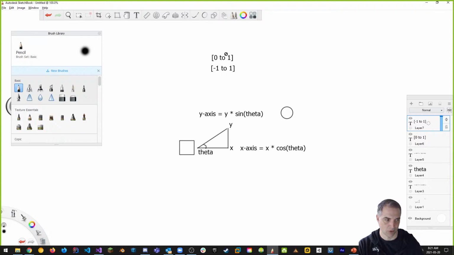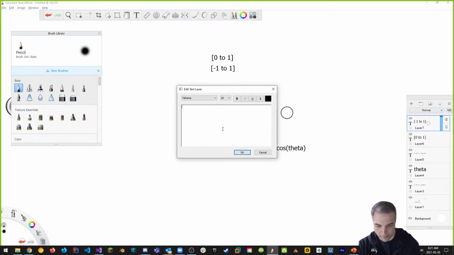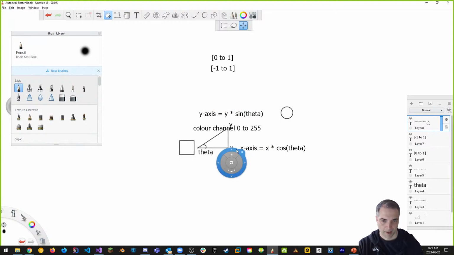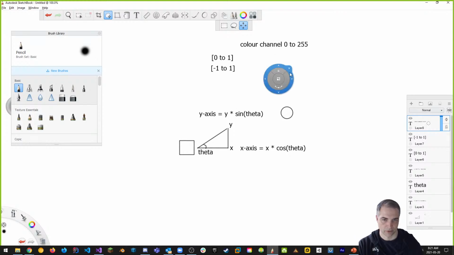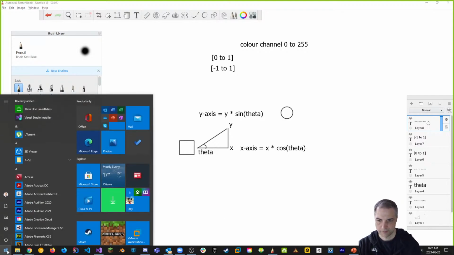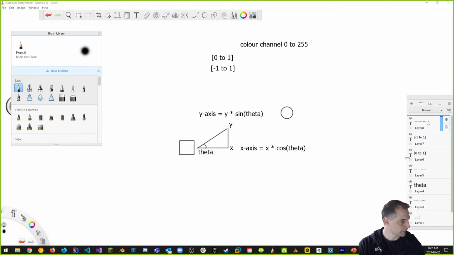Imagine color values. Typically we have color values of 0 to 255. So how do I convert 0 to 255 to a normalized value? If I want to make a color value, let's say a color channel, which might have a value of 0 to 255, how do I convert that color channel to a value of 0 to 1? Well, the way you would do it is, let's just use a calculator here. I'll bring the calculator over.